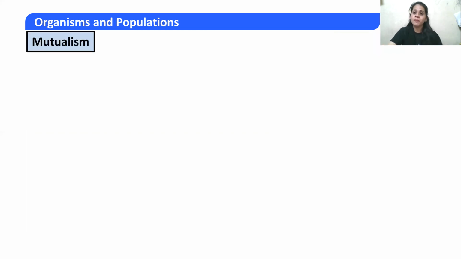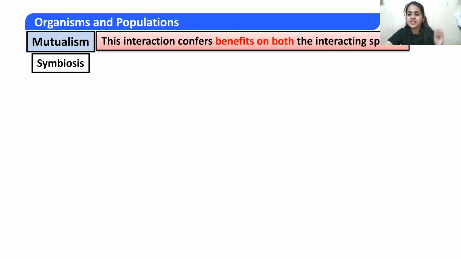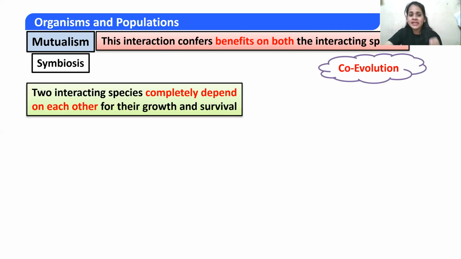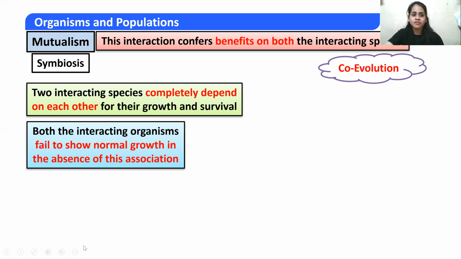So let us talk about the main part of this video, that is mutualism. I hope you are going to remember all the examples. So whenever you're watching a video, please pay proper attention to the examples. So mutualism is a type of interaction where both of the species are going to get benefited. Okay, so the two interacting species completely depend on each other for their growth and survival. So both of them are going to get benefited and both of them are dependent on each other for their growth and survival. So both the interacting organisms fail to show normal growth in the absence of this association.